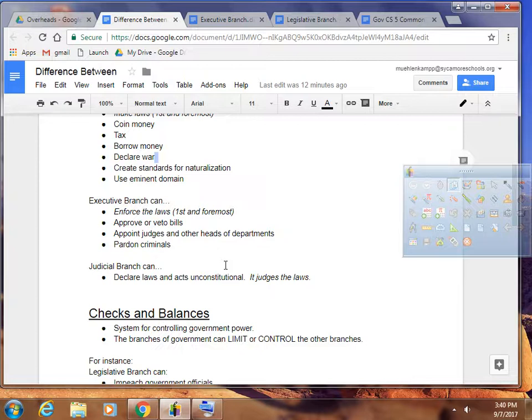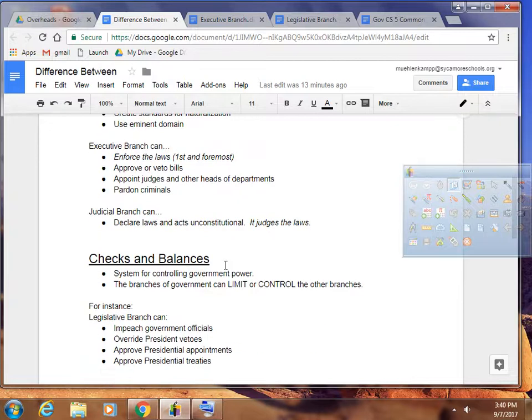The judicial branch, pure and simple, declares laws and acts of government unconstitutional. Most importantly, it is judging the law. This power is something the Supreme Court, federal judges, state judges all have. The other branches do not have it.